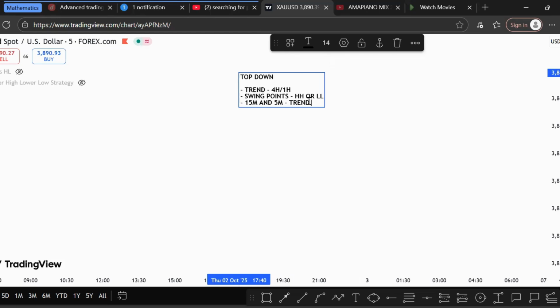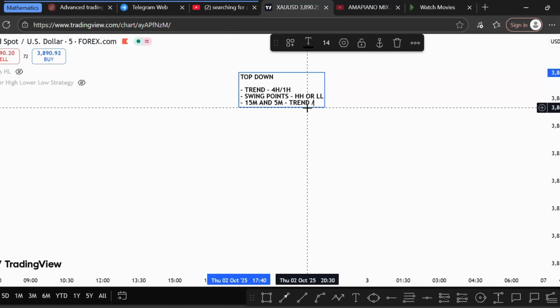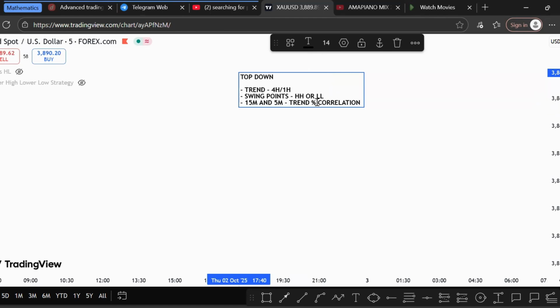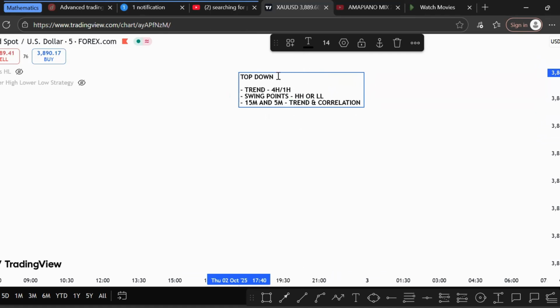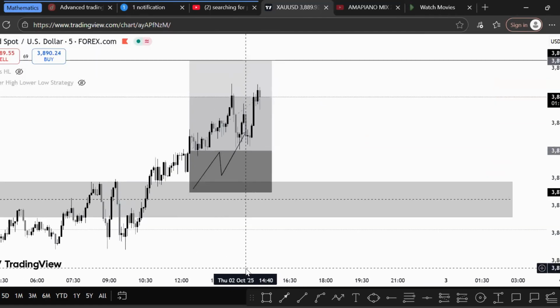Once you've marked off those levels, and you know the trend on the bigger time frame and your swing points, and the 15 minute and 5 minute trend and correlation is in place, the only thing left for you to do is to take those trades. You just wait for some kind of indication, probably to the downside, or breaking a higher high on a smaller time frame, 5 minute or 15 minute.